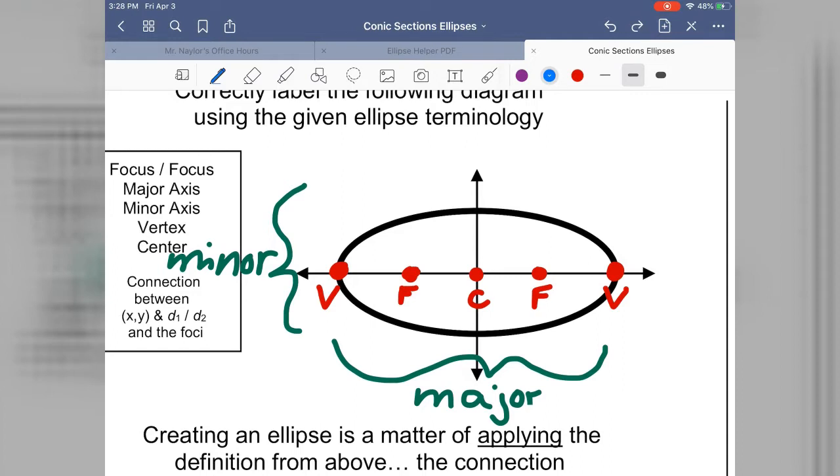Well, two more things. The major axis, as it's been identified here. Now, the major axis is always between the vertices, and it's also the longest axis. And then you have the minor axis, which is the shorter axis.